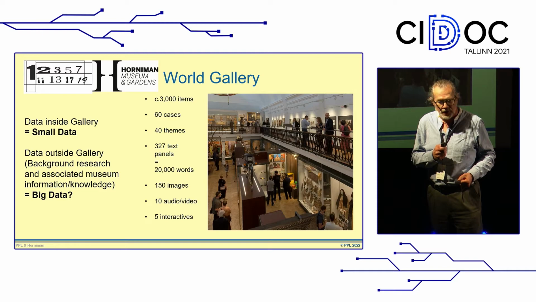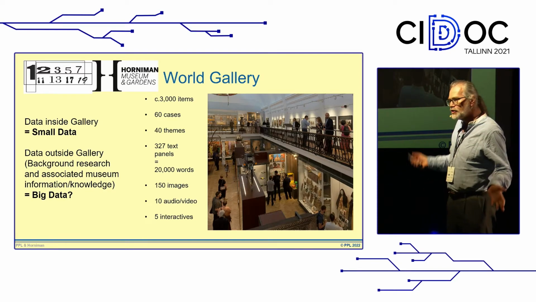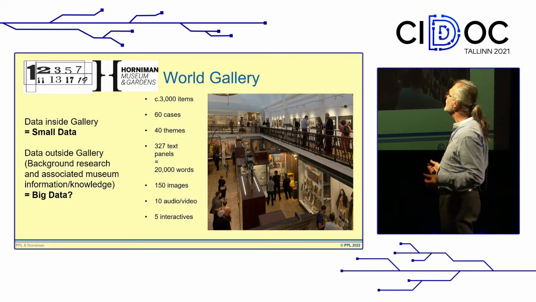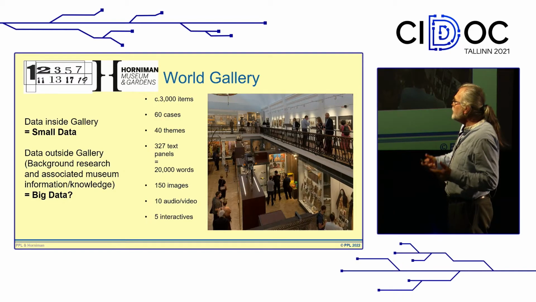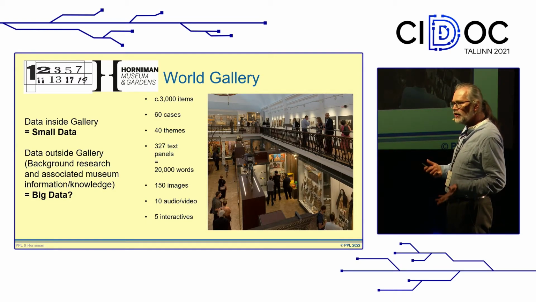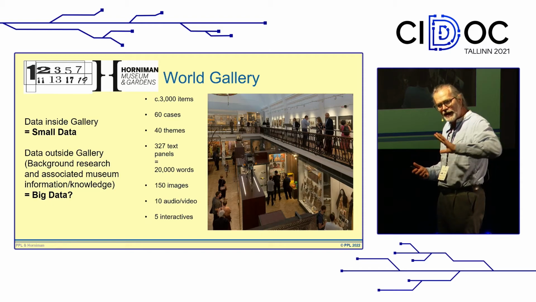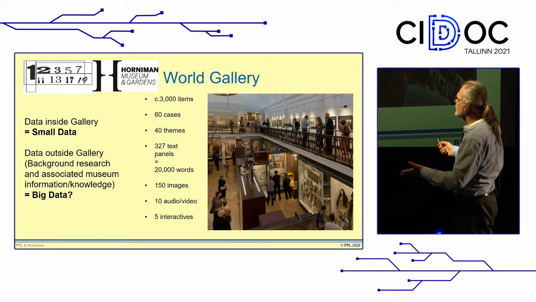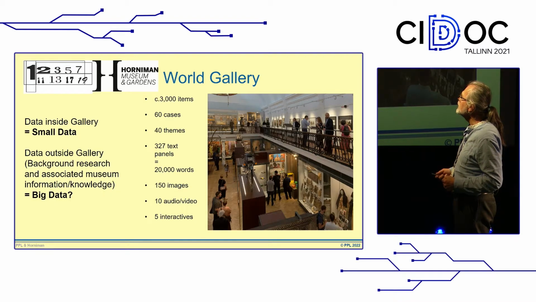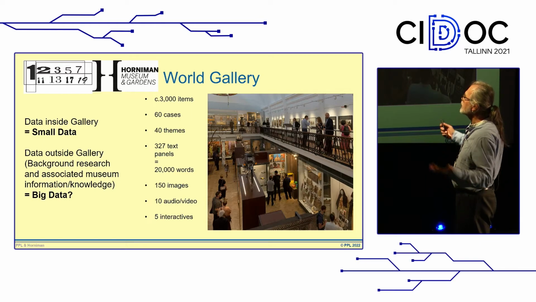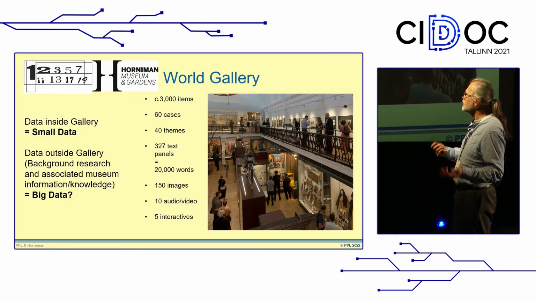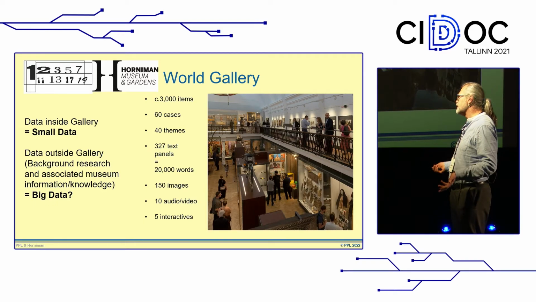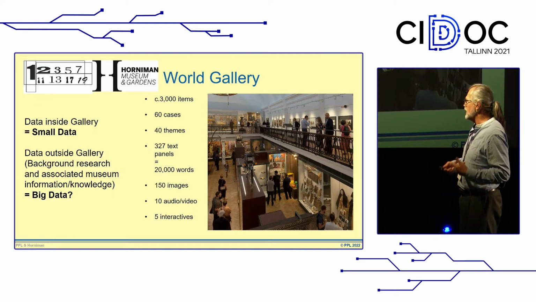So let's get to where we are. We had a particular problem we had to solve, a really common problem these days in museums. We had a new gallery called the World Gallery, just a small theme. And there'd been like 6 years of intensive research to put this gallery together. But even before that, we had all the museum's 100 years of research about its anthropology collections in particular, which went into this gallery. So inside the gallery, we had 3,000 objects in 60 cases, 40 themes, 327 text panels, which equals about 20,000 words. We had 150 images, 10 audio videos, and 5 interactives.